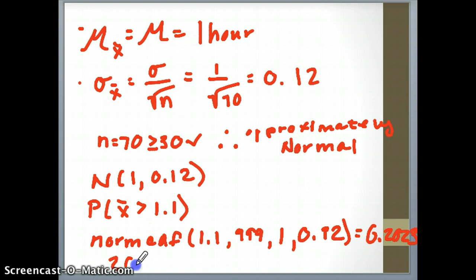So I think we could say about, that's an important word, about 20% chance that the techs will not complete the work on the air conditioners in the budgeted time.